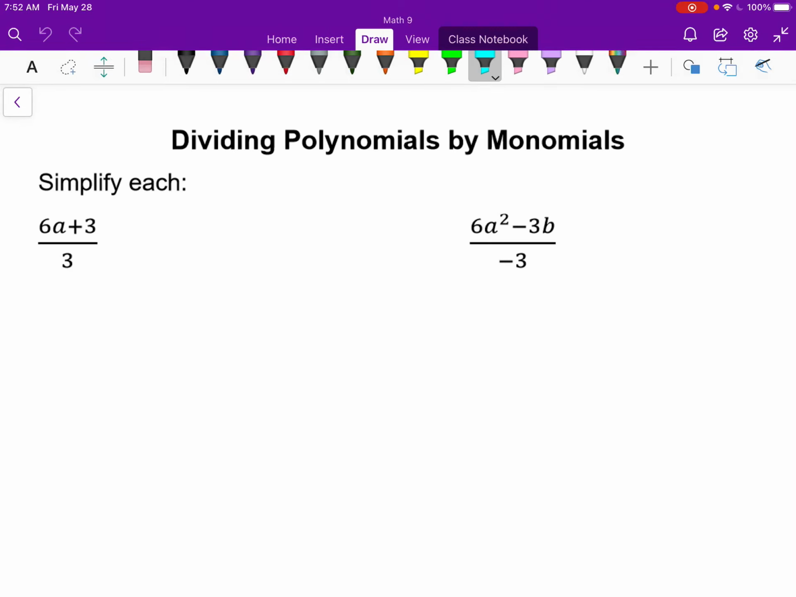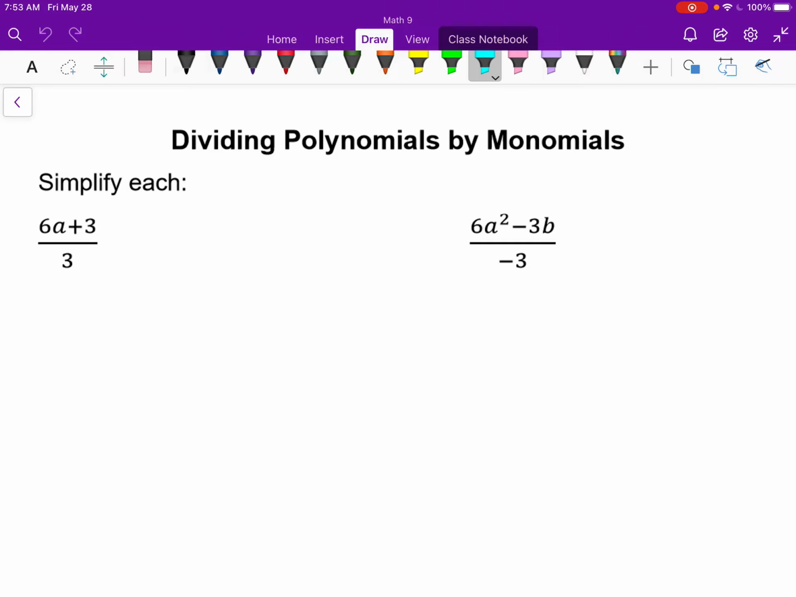All right, so this is the last lesson in this chapter working with polynomials, although we'll keep working with polynomials for the remainder of this unit. And the last lesson was looking at multiplying a polynomial by a monomial. Now we're dividing. And so here's two examples.